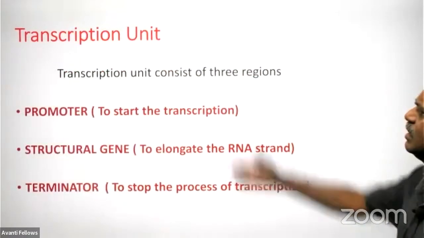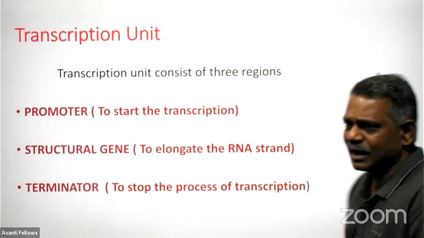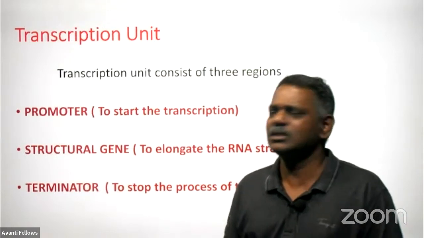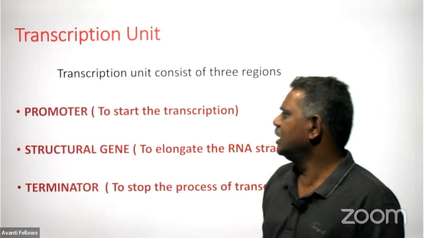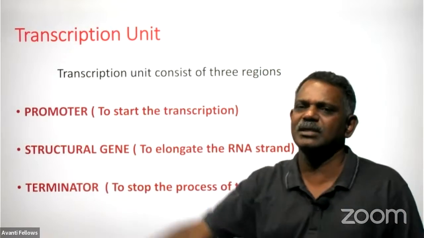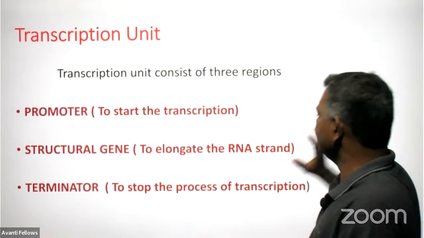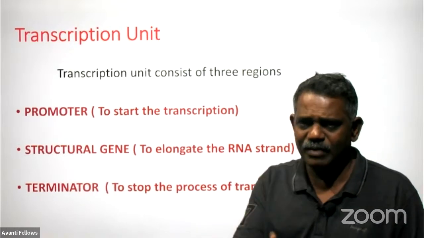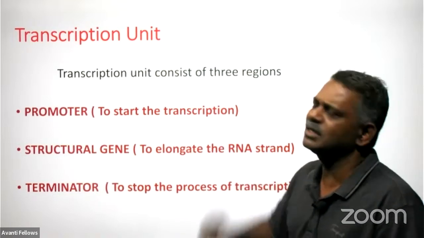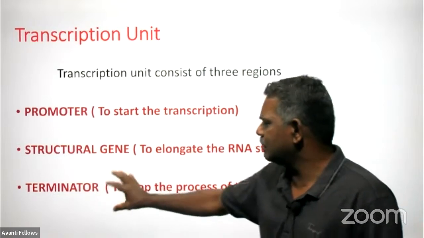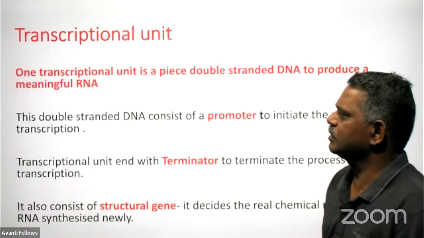Then see the details of the transcriptional unit. As I told you, it consists of three regions. Promoter, it is to initiate the process of transcription. Then structural gene, it is to elongate the RNA strand from 5' to 3' direction by using what, the RNA polymerase enzyme. And terminator, it is to stop the process of transcription.